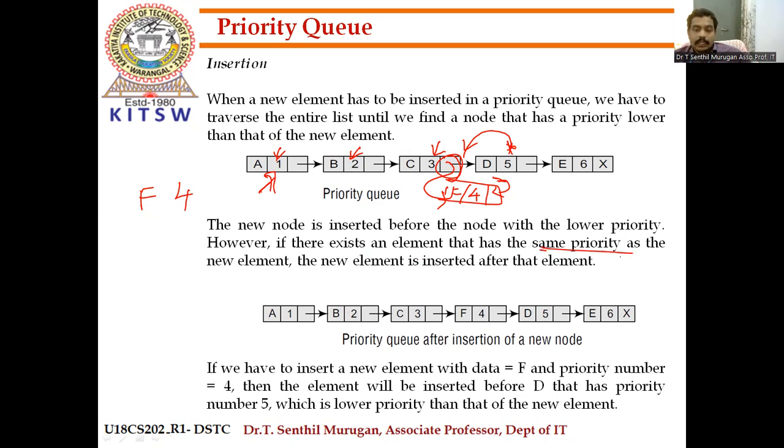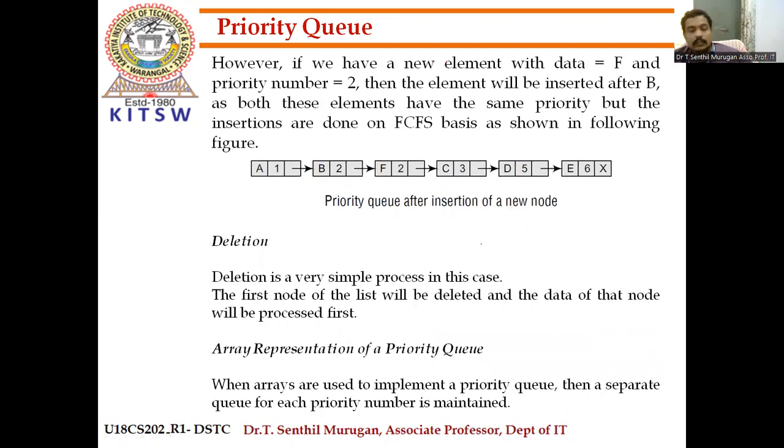If the same priority is there, what will we do? We will consider the first come first serve basis. After that element, we have to insert it before the higher elements. So in case the new element F has priority number 2, how will it be inserted? It will be inserted after B. Why? Because of first come first serve. B came first and is already there. Then we can insert after B.